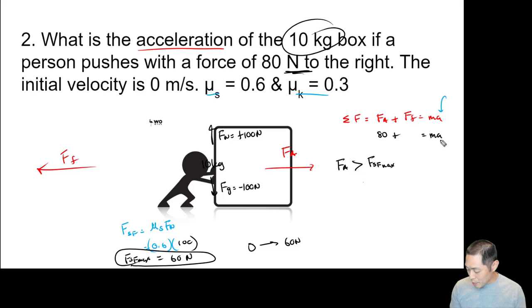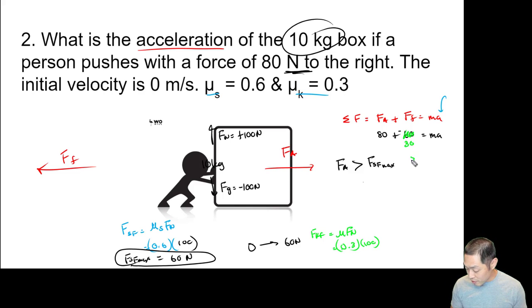We still want to look for ma, but force of friction is not 60. It's not even negative 60, because that is force of static friction. What you need now is to calculate force of kinetic friction, which is the same formula, but instead of using 0.6, you're going to use 0.3 times the same number, 100. So in this case, you're going to use not 60, but 30. You have to be careful there. Once it's in motion, you totally ignore force of static friction.